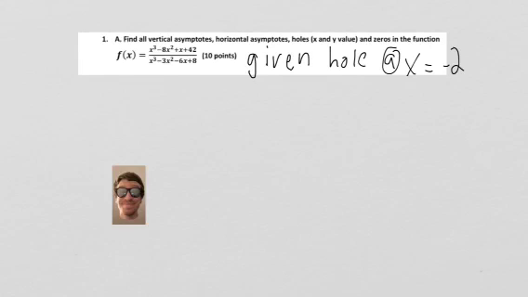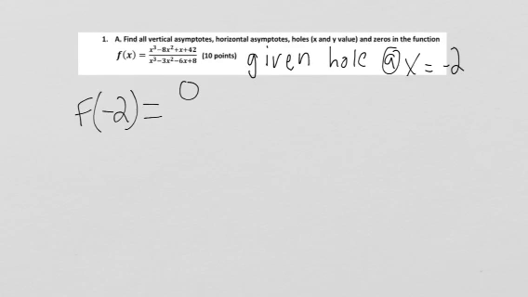This question is all about figuring out as much as we can about a rational function without actually graphing it. The given information is that there's a hole at x equals negative 2. So we have to use x equals negative 2 to help us factor this. Because if there's a hole at negative 2, that means if we plug in negative 2, on the top you're going to get 0, and on the bottom you're also going to get 0. Because it's a hole, that's the definition of a hole.